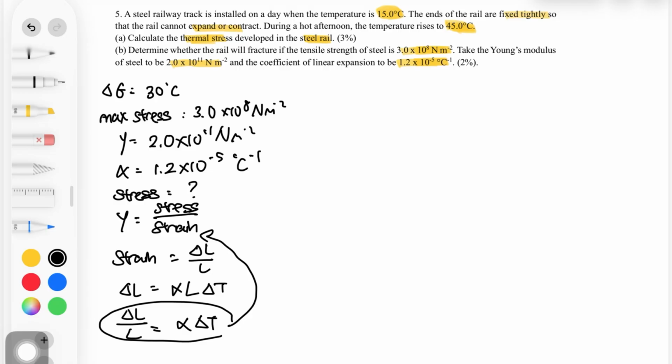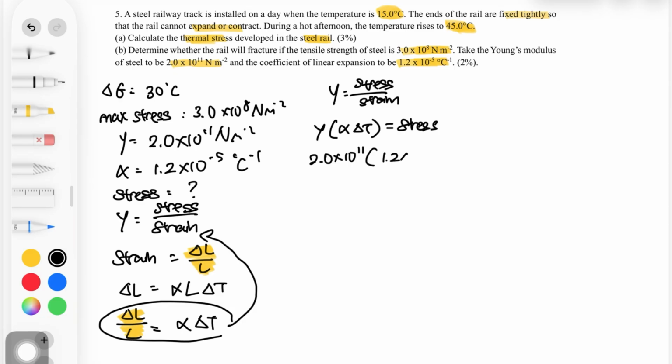and we can find the Young modulus, because you see the strain here is actually the same formula by using the coefficient of linear expansion. Okay, so let's do it. Y equals stress over strain. Young modulus times strain, which is alpha change of T, equals stress. Young modulus is 2 times 10 to the power of 11. Alpha is 1.2 times 10 to the power of -5, and change in T is 30 degrees Celsius, equals stress.